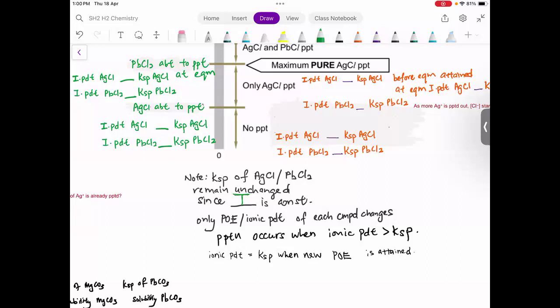At that instance, once your ionic product exceeds Ksp, it will cause precipitation to take place. The instance you add in sodium chloride, the ionic product exceeds Ksp, it will cause precipitation. That's the rule. It will precipitate until the ionic product equals Ksp again, and that is when it will stop precipitating more. So at equilibrium, the ionic product will be equal to Ksp.